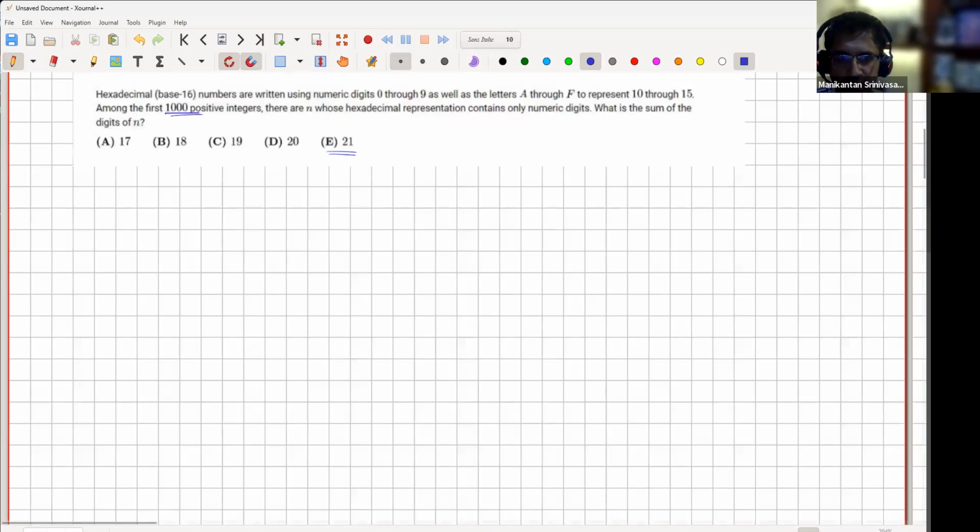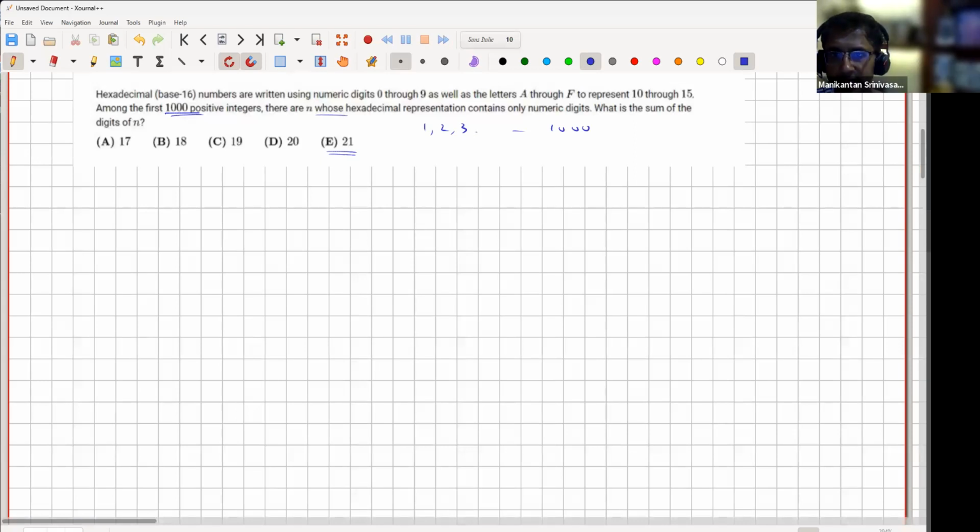So what is he saying? Among the first 1000 positive integers, which means 1, 2, 3, and so on till 1000, there are n numbers whose hexadecimals contain only numeric digits. I don't need to go to A, B, C, D. Just with 0, 1, 2, 3, and so on till 9, I'm able to represent such a number. For example, a number like 139, right? 139 is not actually 139.